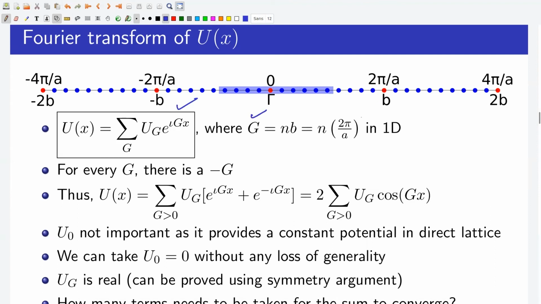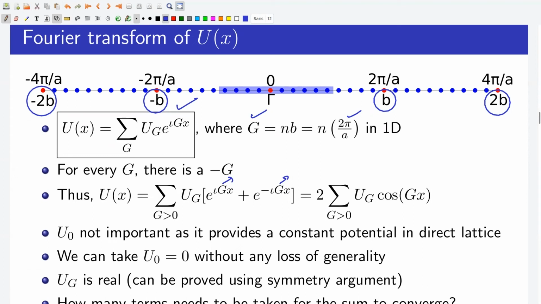Thus, a periodic potential u of x can be expressed in this form, where G is a reciprocal lattice point. Note that for every G, there is a minus G. For example, for b, we have minus b. For 2b, we have minus 2b, and so on. Thus, we can write u of x is equal to sum over G greater than 0 of u G times e power iGx plus e power minus iGx, where these two G's are always positive.